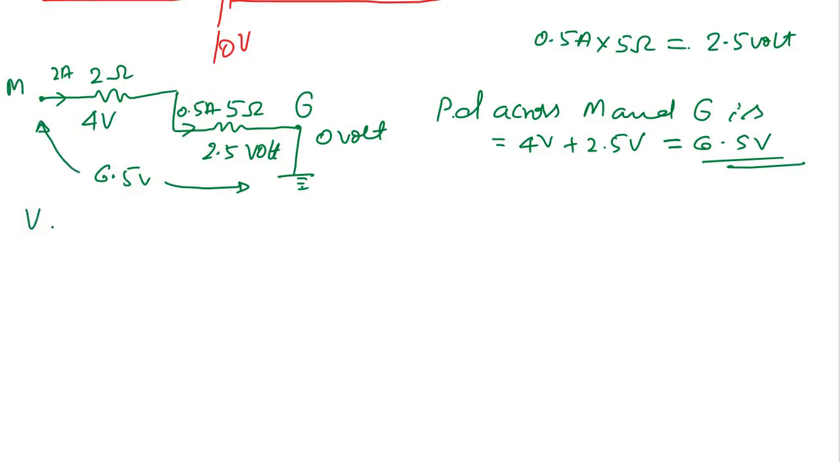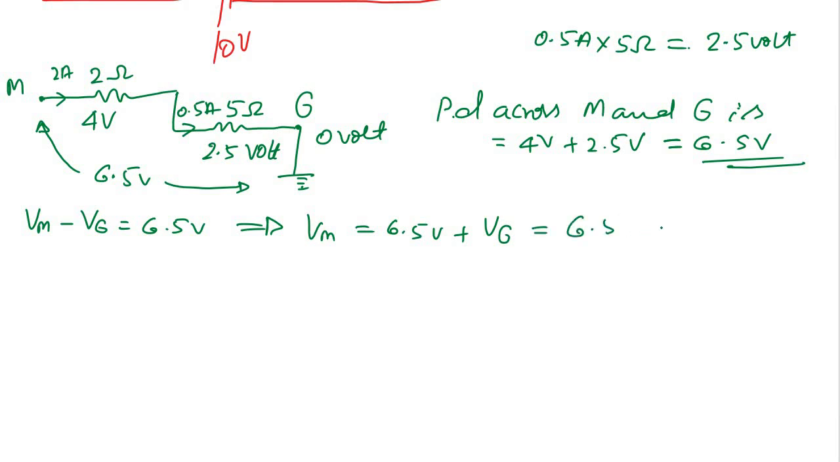Let me rewrite. Potential at M minus potential at ground equals 6.5 volt. So what we need actually? We need the potential at M. So this equals 6.5 volt plus potential at G, which is 6.5 volt plus 0. Why 0? The potential at G is 0. So this equals 6.5 volt. This is the exact potential we are getting at M, right?